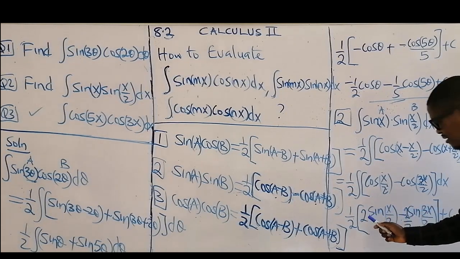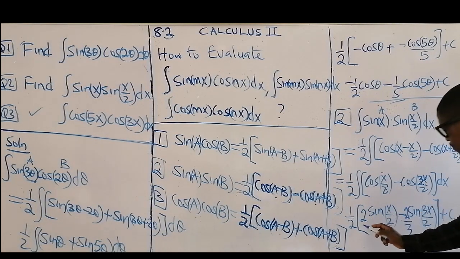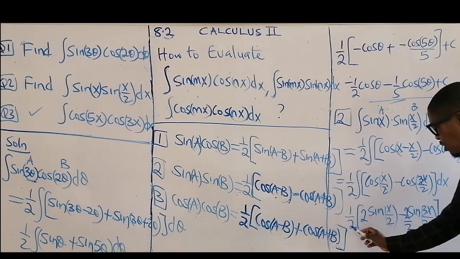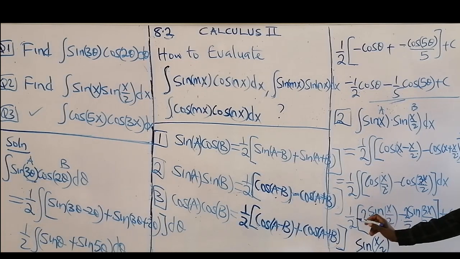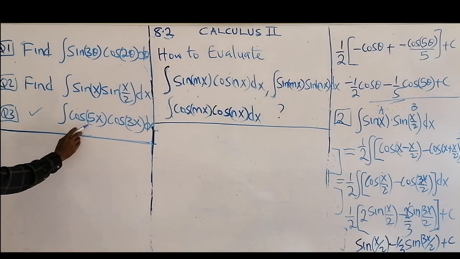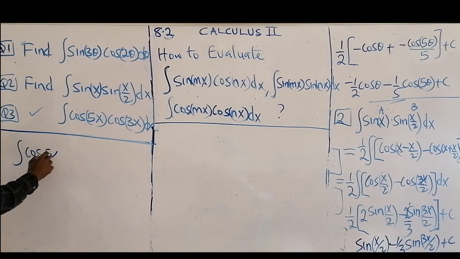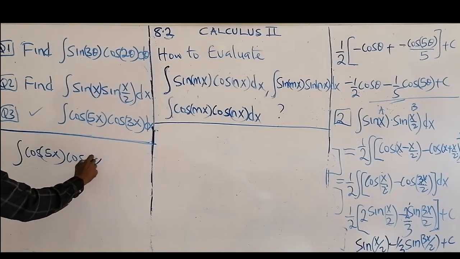If you open the brackets, this one, these two cancel, and we have sin(x/2). Then 1 over 2 times this one, these two also cancel, we have minus 1 over 3 sin(3x/2), and then plus c. The third one is the integral of cos 5x cos 3x dx.